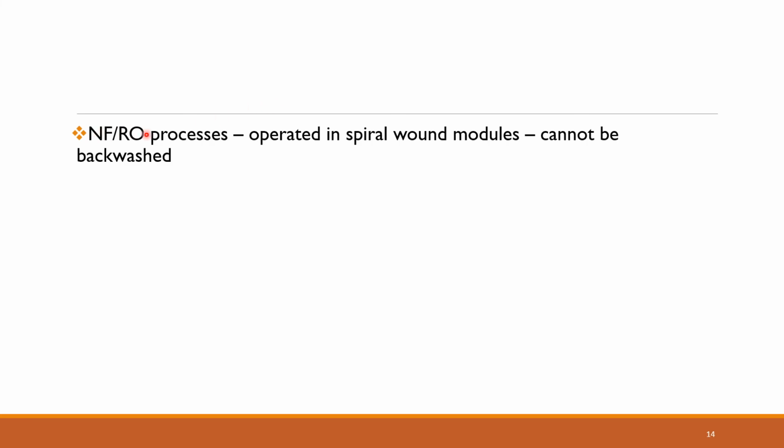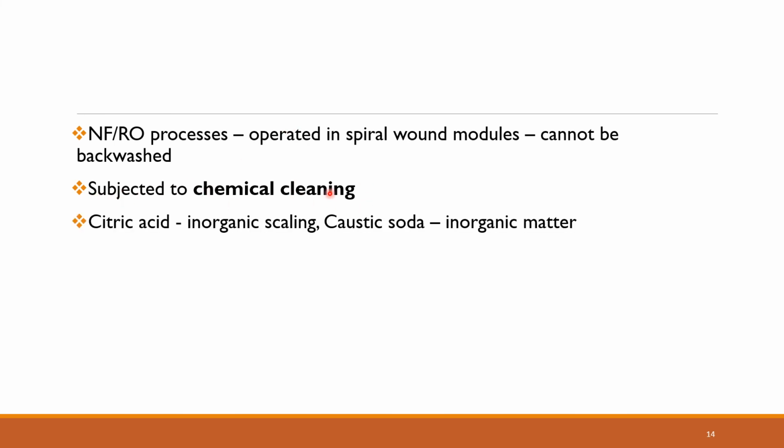The nanofiltration and reverse osmosis processes, they are operated in spiral wound modules. You know that in spiral wound modules, the leaves or the membranes are tightly wound over the central perforated tube. We've seen this earlier, and this cannot be backwashed. Backwashing process is not possible. So the cleaning is done by use of chemicals.